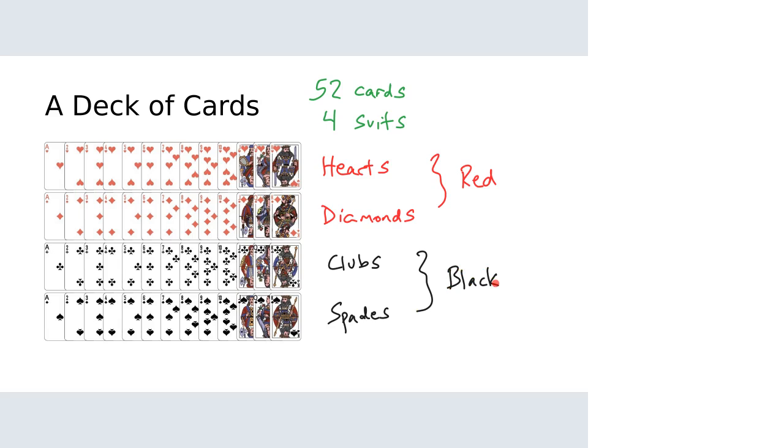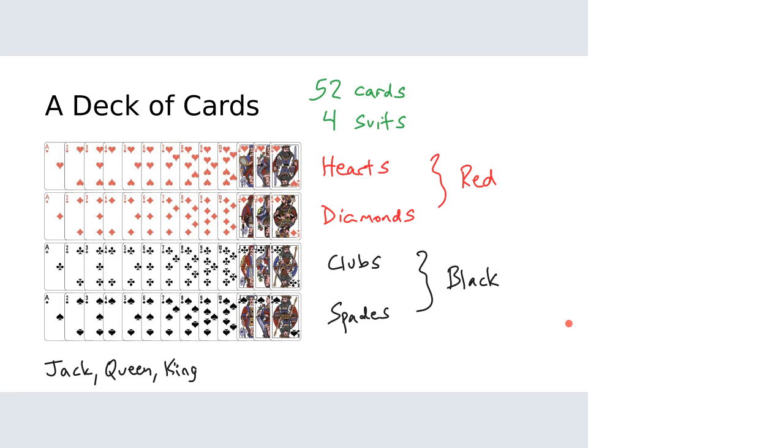Now let's talk about the makeup of each suit. When we look at each suit, we'll just look at the hearts up here at the top. What I've got is an ace, which is like a 1, and then 2, 3, 4, 5, 6, 7, 8, 9, 10. And then after we get to 10, we have these other cards over here that are the jack, the queen, and the king. So you can see that there are 13 different cards within each suit. They run from ace all the way to king, and there are 13 of them.